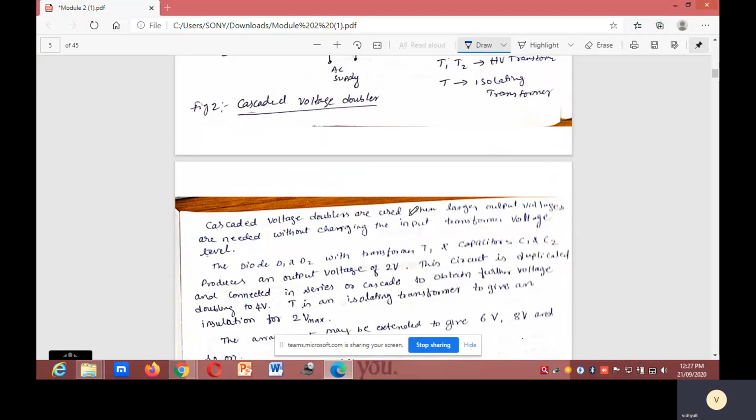Cascade voltage doublers are used when larger output voltages are needed without changing the input transformer voltage level. Okay, we don't change the input voltage level. Only cascade voltage doublers are used when larger output voltage is needed without changing the input transformer's voltage level.